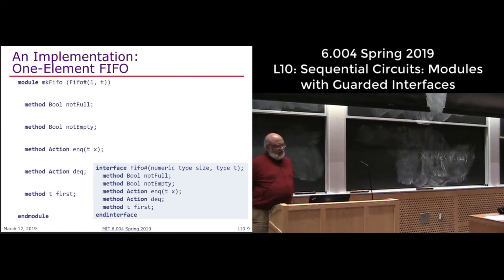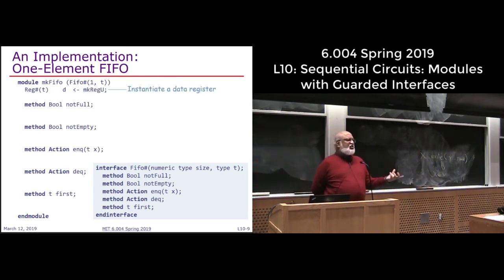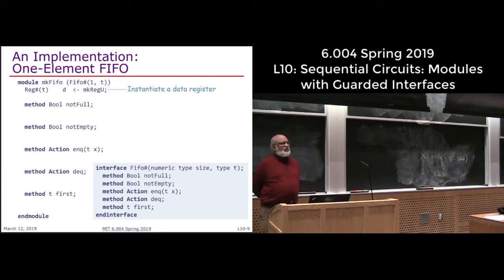But first I have to declare the state elements in it. So I have to have a register to hold the value. It's a single element FIFO, right? So I have a data register called D, and it must be of type T if you are making a FIFO of type T. So you are instantiating a register. You're saying make me a register, and in this case we are saying it is uninitialized. Make reg U. U stands for uninitialized. We don't know the initial value. We don't care what the initial value is.